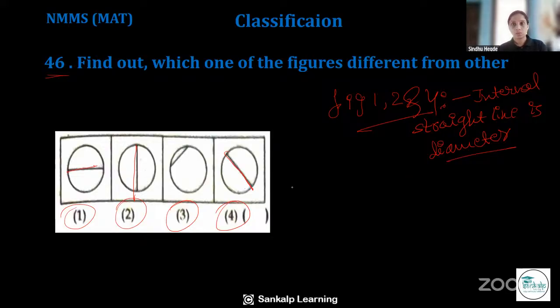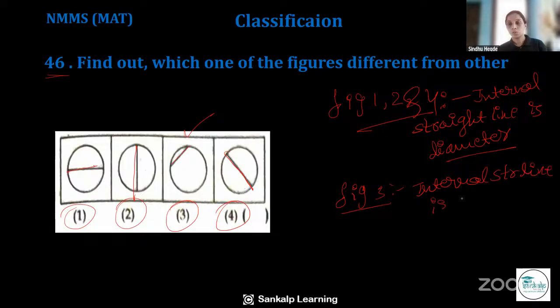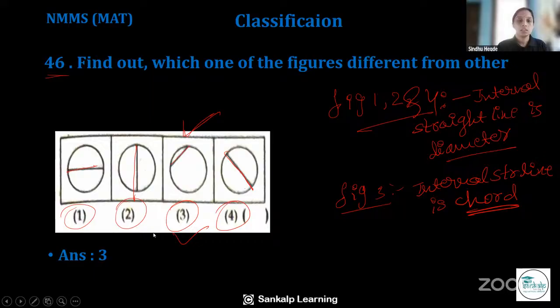So equal parts, okay. But here in image 3, this straight line does not divide the circle equally. This is not a diameter, we call it a chord. In figure 3, the internal straight line is a chord. It does not divide the circle equally. So figure 3 is different from the rest of the figures. Here the correct option is answer 3. Thank you.